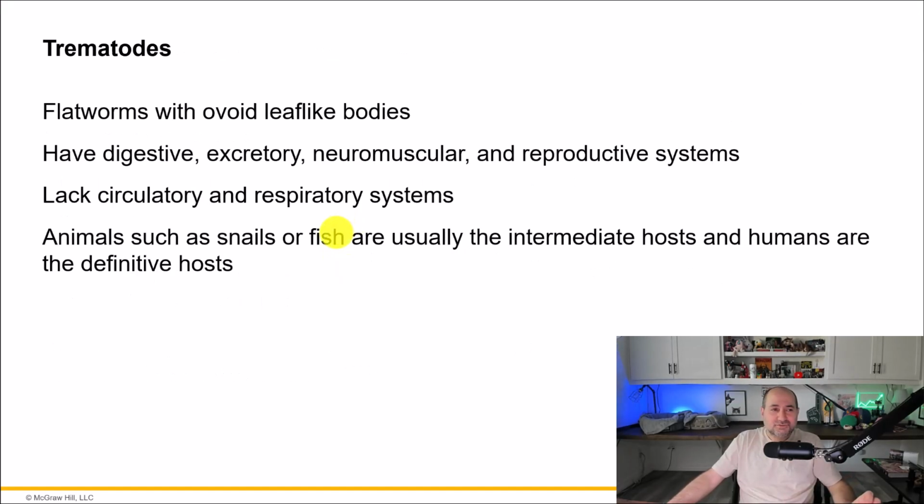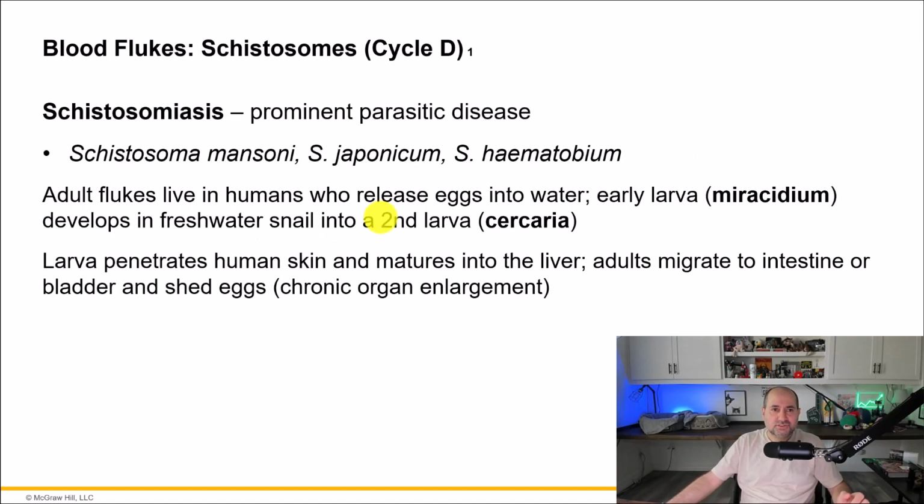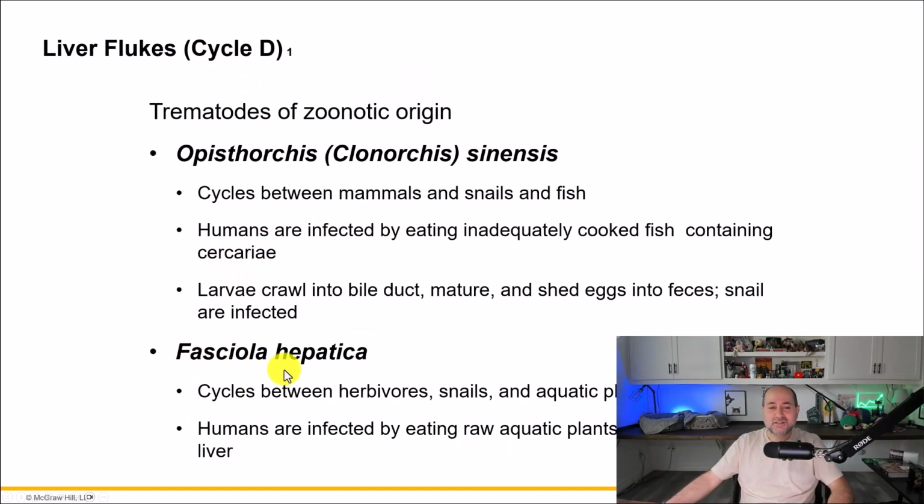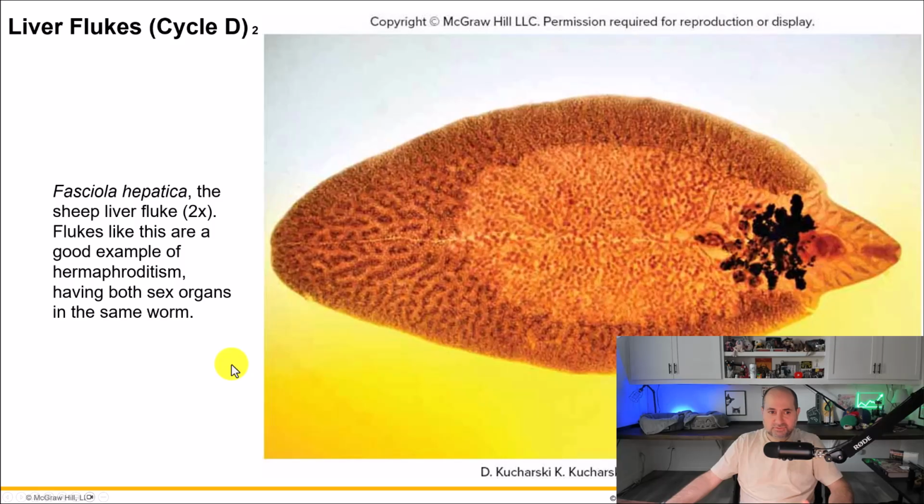We talked about the trematodes, which have a leaf-like body. A lot of them have flat, ovoid, leaf-like bodies. We talked about schistosoma, which causes schistosomiasis. Remember, these schistosoma have distinct male and female sexes, with the long, slender female cradled within a groove on the wider, shorter male for mating. We also talked about Fasciola hepatica, which is the liver fluke. This is what the liver fluke looks like.